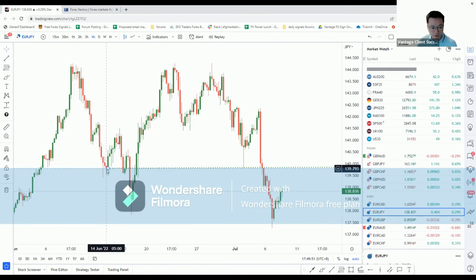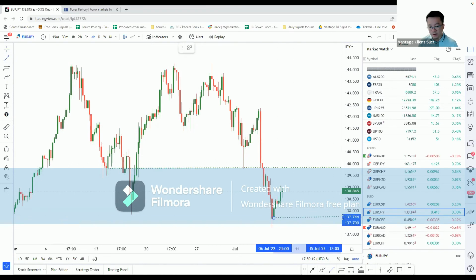So how it reacted here on the 14th of June, how it broke from this point here on the 16th of June, again here on the 1st of July, and most recently how it broke strongly from the 5th of July. I'm looking at whether the euro yen could track higher towards the 139.80 level, reject that point, and turn back down with the immediate target here at 137.70.